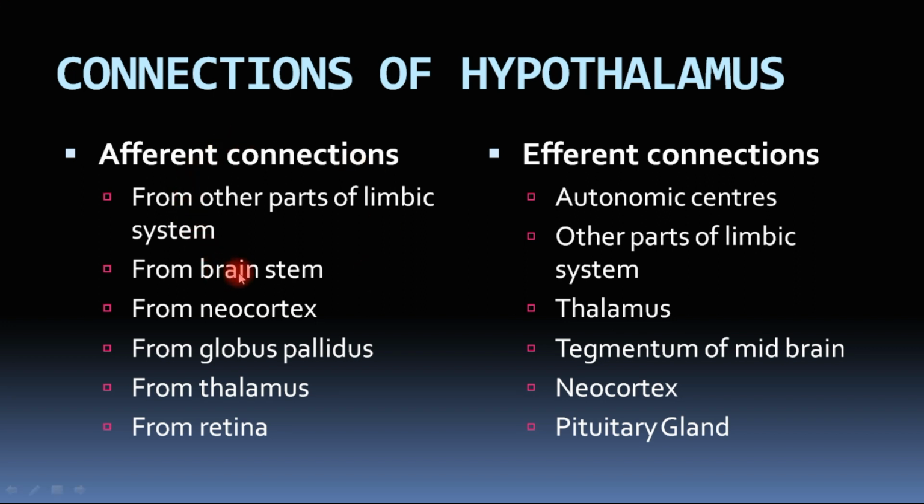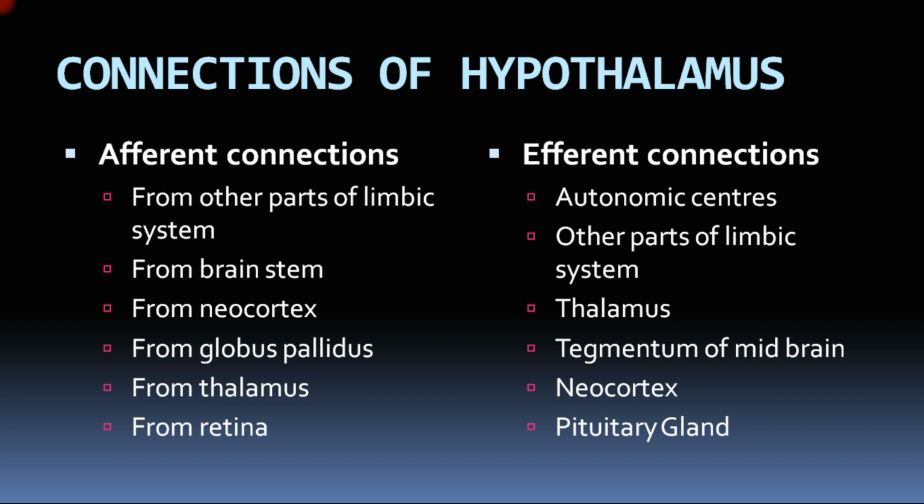Then input comes from the brain stem. Input comes from the neocortex. Input comes from the globus pallidus, which is a part of the basal ganglia. Input comes from the thalamus and input comes from the retina. How these inputs come, and to which nucleus, we will study in detail. And then the efferent connections: it sends out its efferents to various centers to perform the integratory function, or to streamline the function of different aspects of our body.